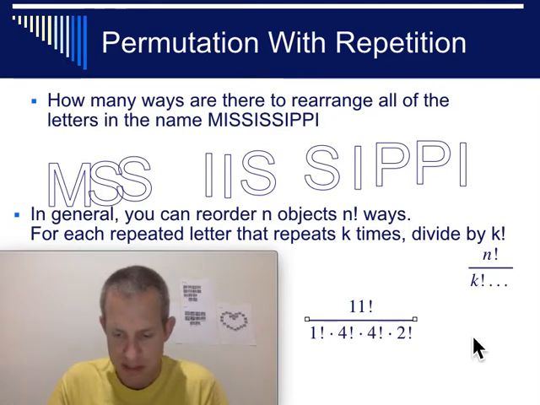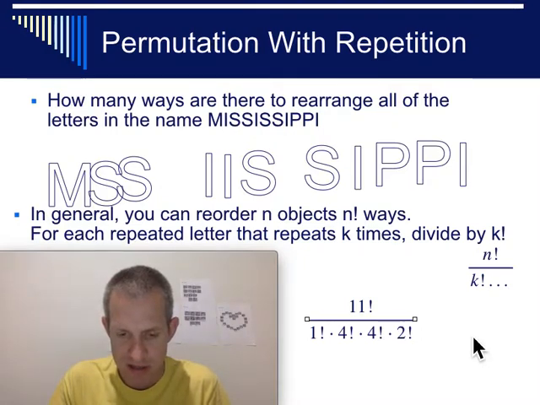So I'm going to type this in my calculator here. 11 times 10 times 9 times 8 times 7 times 6 times 5 times 4 times 3 times 2 times 1. And then I'm going to divide by, in parentheses, 4 times 3 times 2 times 1. And divide again, in parentheses, by 4 times 3 times 2 times 1. And one more of them.